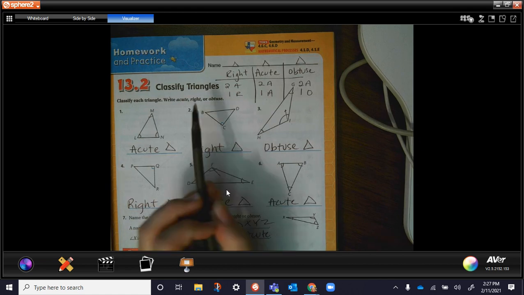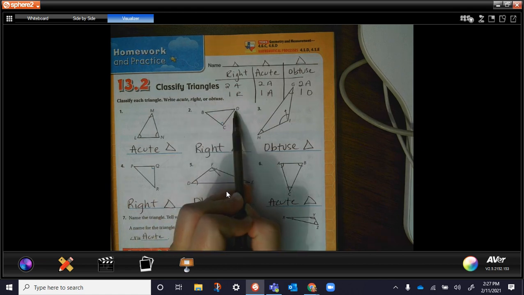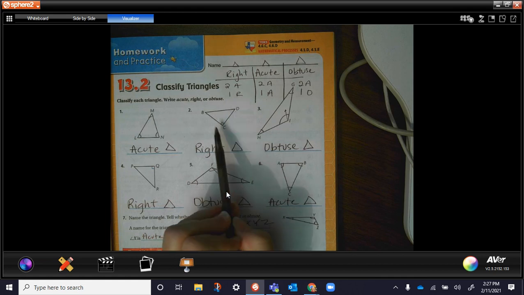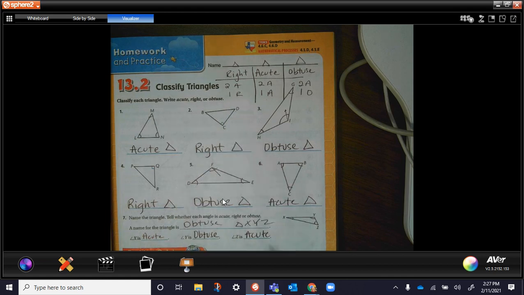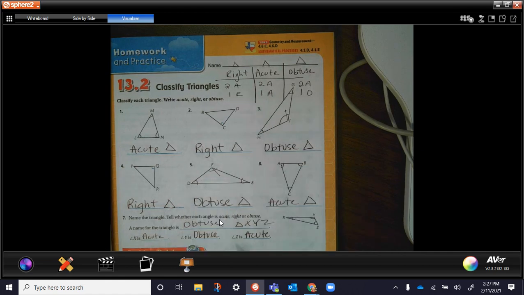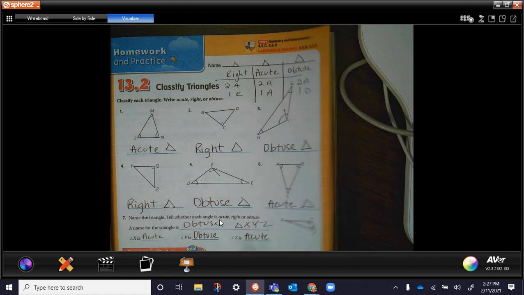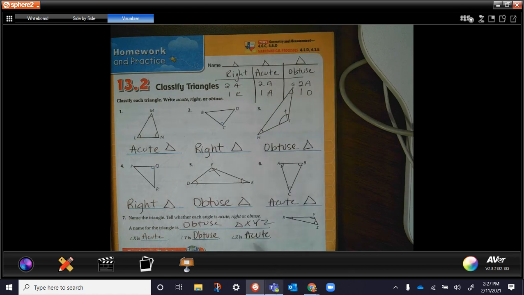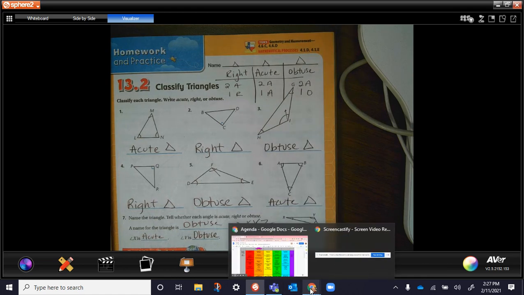need to see, okay, here's my two acute angles. Those are small, less than 90. And then here in the corner, I see that square that tells me that that's a right angle. And so two acute and one right, I know I'm talking about a right triangle. So that was what we reviewed in small group.